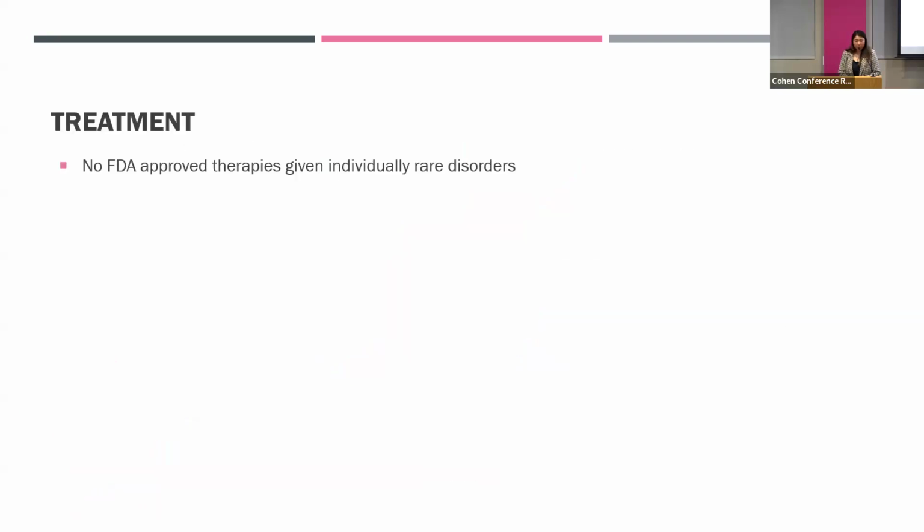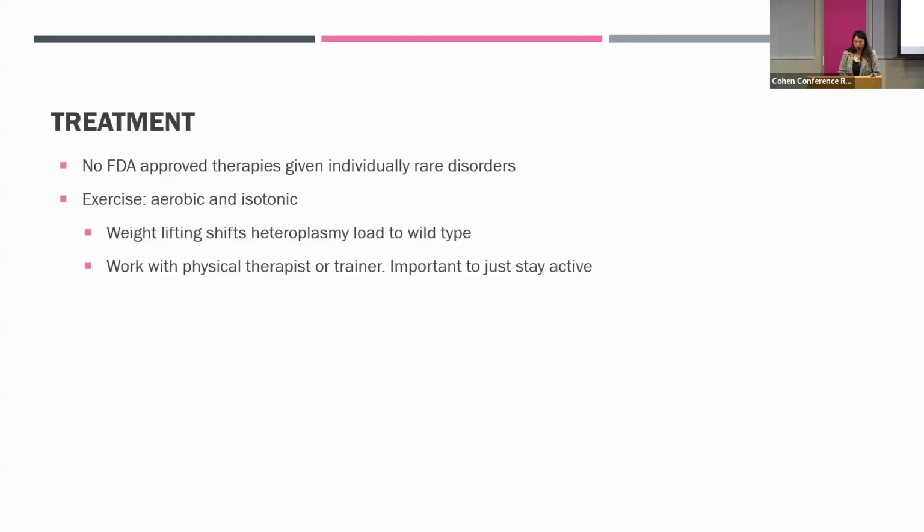So currently there are no FDA approved therapies given these are individually rare disorders, but that may change in the next couple of years. When we talk to patients about their day-to-day stuff, exercise is actually really good, but it's hard. Even without mitochondrial disease, in residency, it's really hard to get yourself to exercise. All right. So if you have a problem with how your muscles already move, it's really hard to get started exercising. But aerobic and isotonic exercise is good for you.